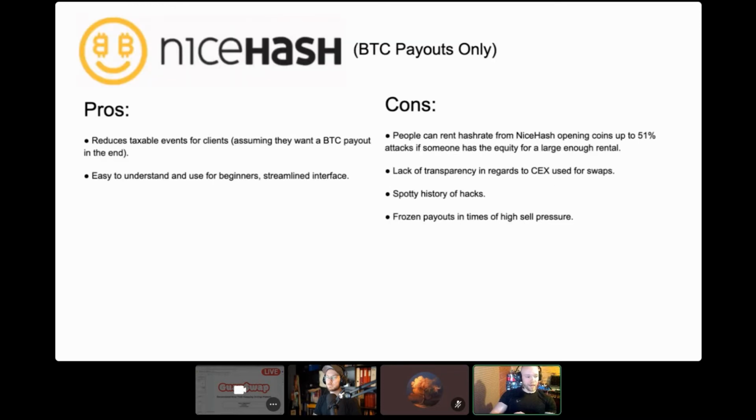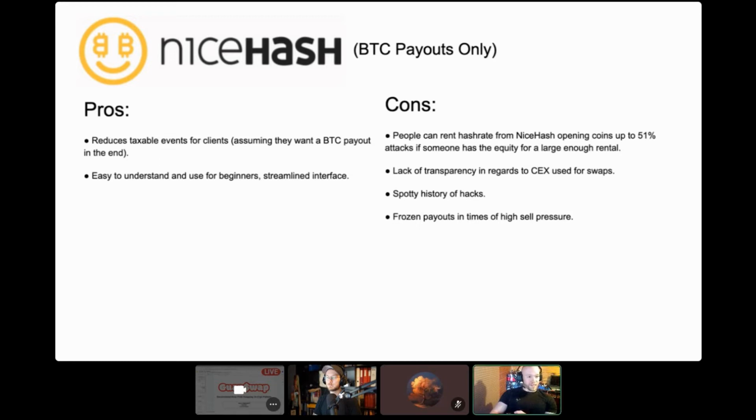If we're looking at NiceHash, which is kind of the opposite, you can get paid out in Bitcoin only with them, but you can mine different algorithms. It's very easy to understand. You just run their software, and it'll take over mining on your computer.